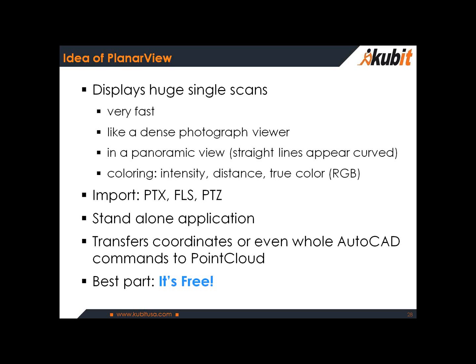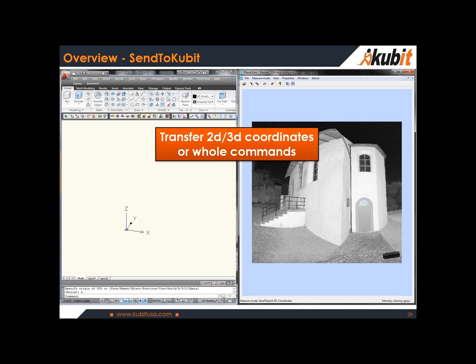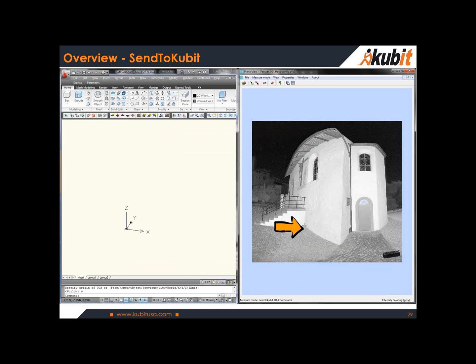So let me show you how this works in theory. On the left side is AutoCAD, on the right side is PlanarView. What we want to do is transfer 2D or 3D coordinates or entire AutoCAD commands. So we make the connection to AutoCAD from PlanarView. And now if you're running something, let's say a line command, as you choose your points in PlanarView, that line is simultaneously drawn to CAD.